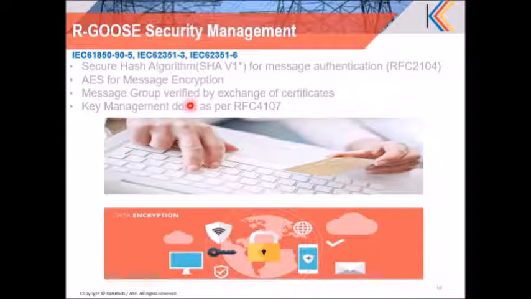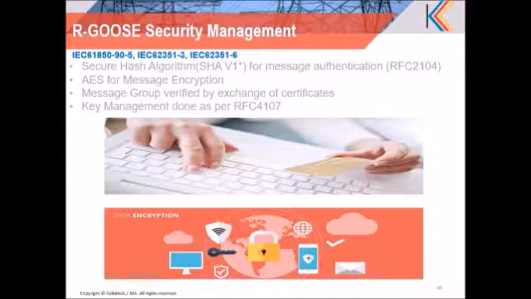One is the authentication mechanism, and a secure hash algorithm like SHA is used for authentication and authorization in the communication, and the AES standard is used for encrypting the data between the publisher and subscriber. If the data needs to be encrypted, AES message encryption is used. Then the message group is verified by exchange of certificates. There are standards for the certificate exchange mechanism. So Simple Certificate Enrollment Protocol and other scenarios are used for the certificate exchange, and key management is done as per RFC 4107, and Group Domain of Interpretation algorithms are used for key exchange.